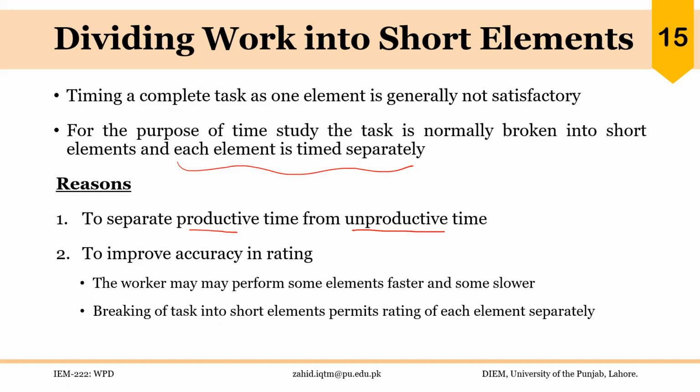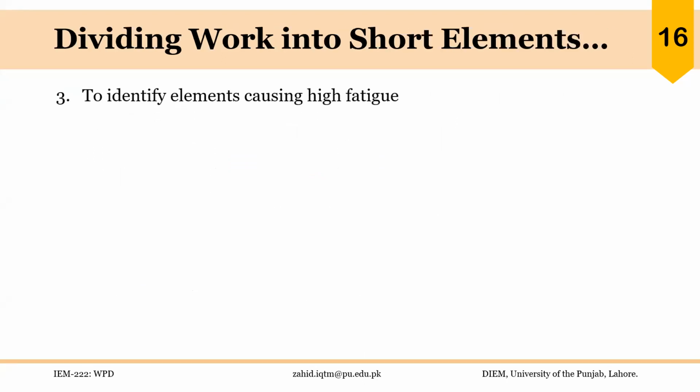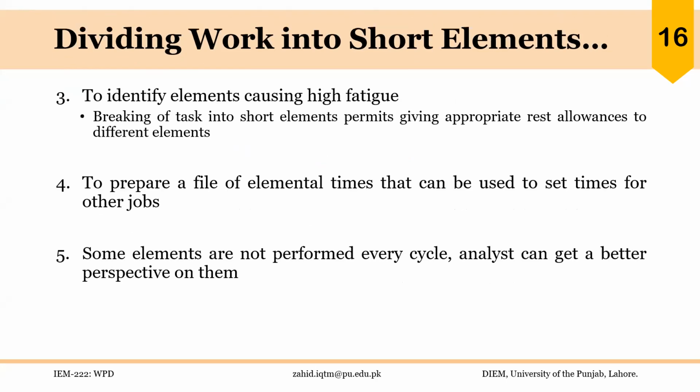It can help to improve accuracy in rating. So the worker may perform some elements faster and some slower. So breaking of the task into short elements permits rating of each element separately. So you could improve the score of the rating that you are assigning. So the worker might be fast in performing some elements and slow in others. So it is logical to have separate ratings for both. To identify elements causing high fatigue, so breaking of the task into short elements permits giving appropriate rest allowances to different elements. To prepare a file of elemental times that can be used to set times for other jobs.